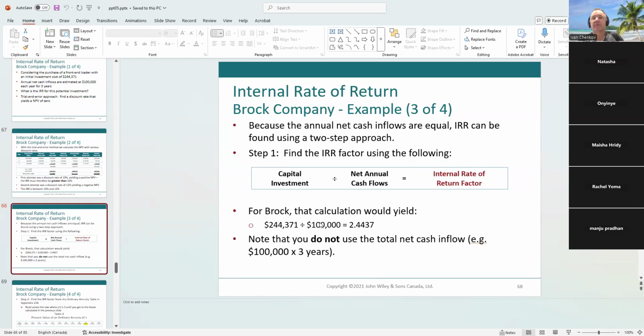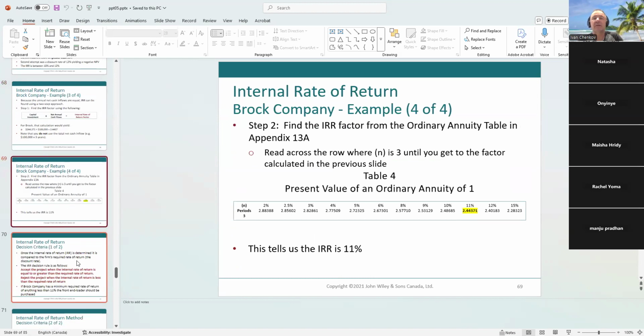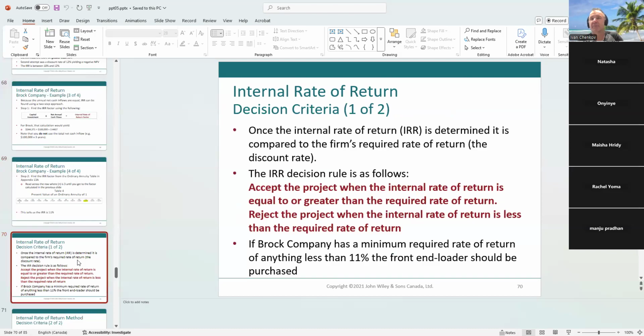When we find the internal rate of return factor, then we compare that factor in the table and we get how much it is. That's another tedious way. The simple way is to use the Excel spreadsheet formula, and that will be easy.